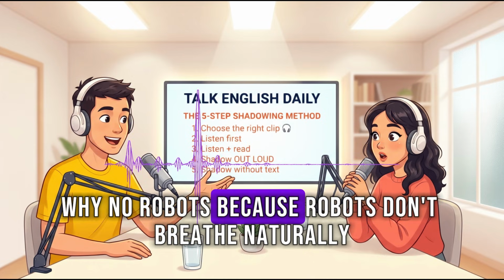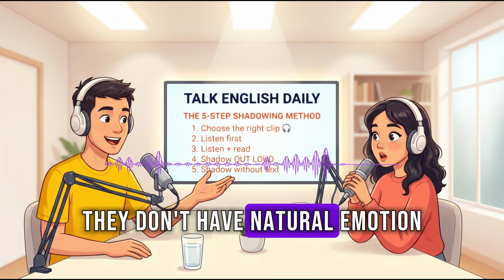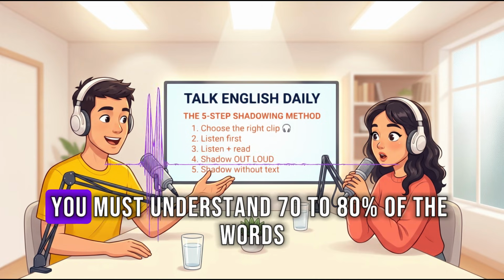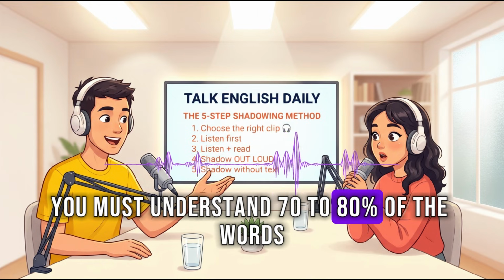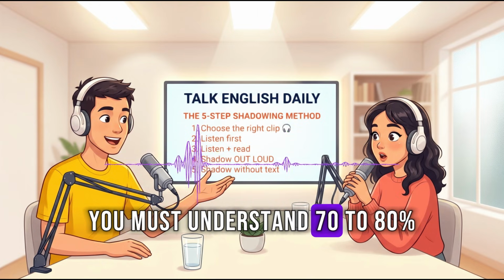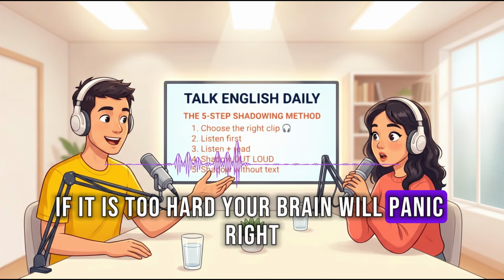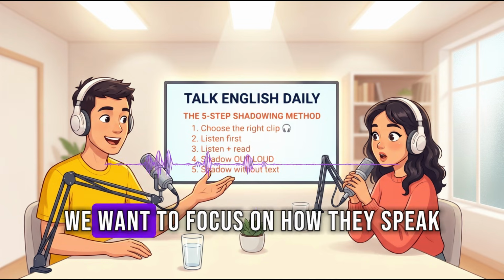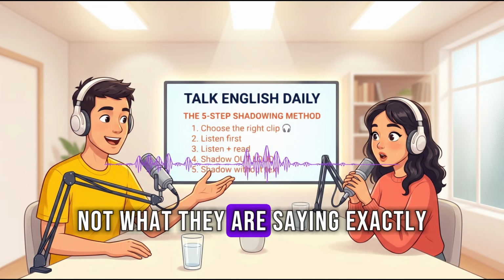Why no robots? Because robots don't breathe naturally. They don't have natural emotion. So only real humans. Second rule. You must understand 70 to 80% of the words. Let's repeat that. You must understand 70 to 80%. If it is too hard, your brain will panic. Right. You will start translating and you will lose the physical focus. We want to focus on how they speak, not what they are saying.